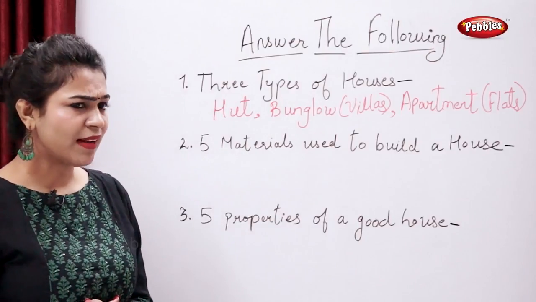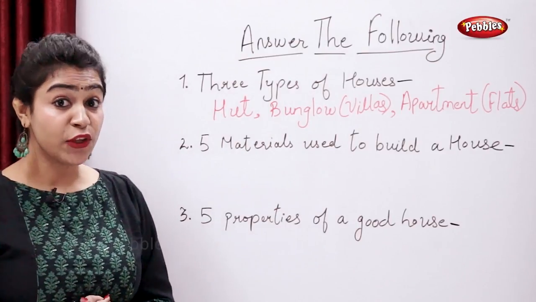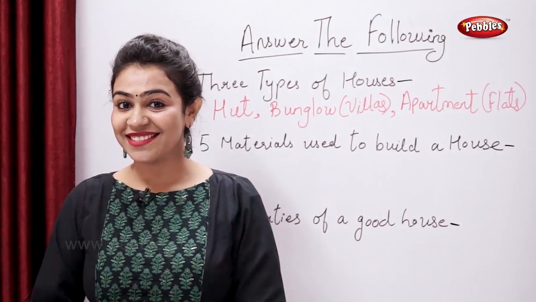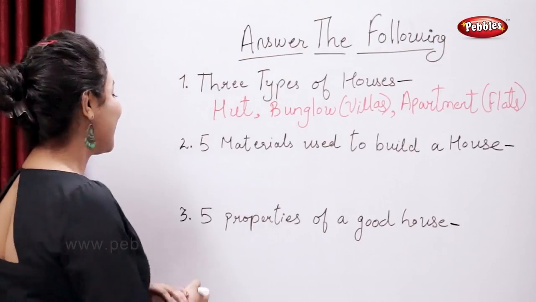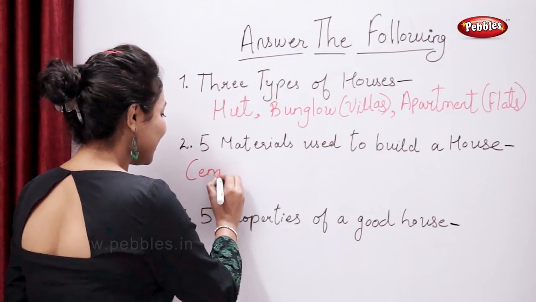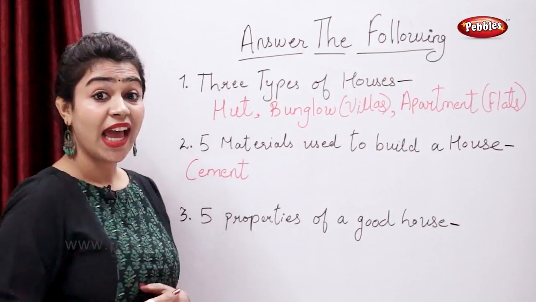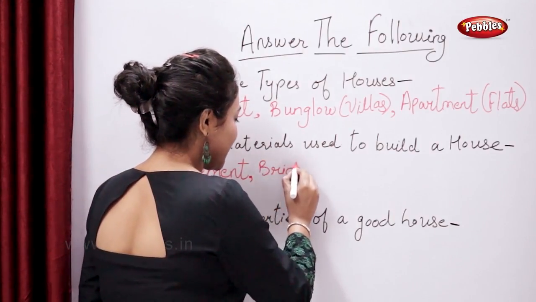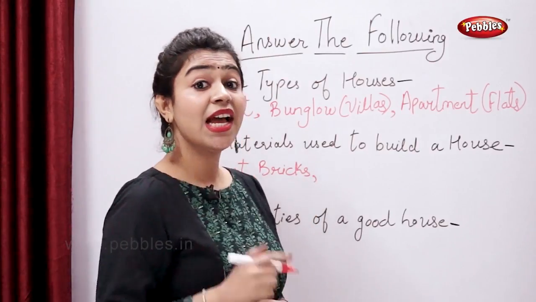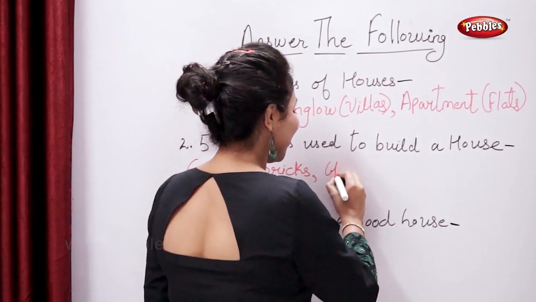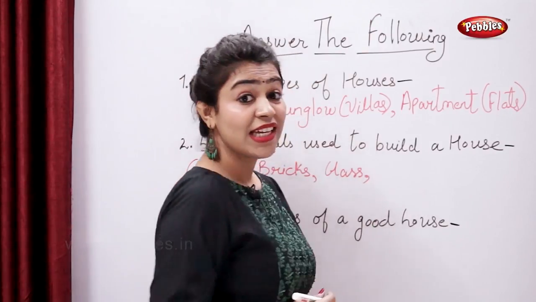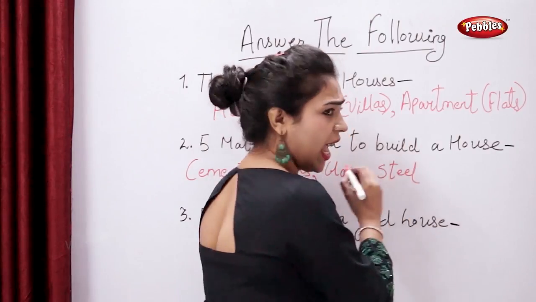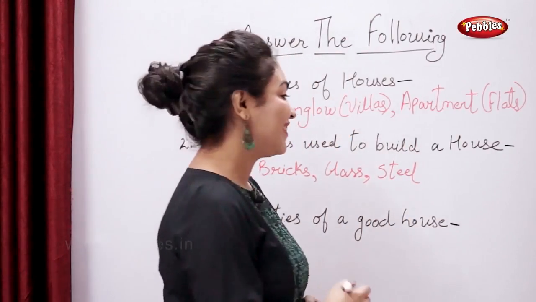Great. So now tell me five materials used to build a house. Think and tell me. Right. Cement and brick, glass, steel, and wood.